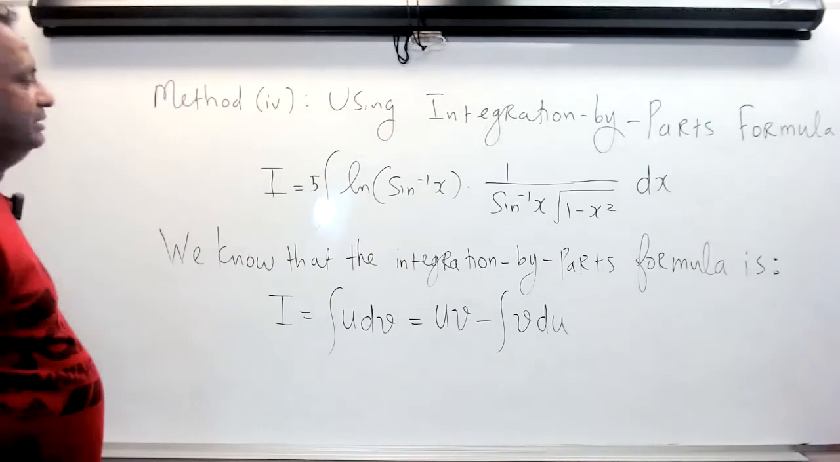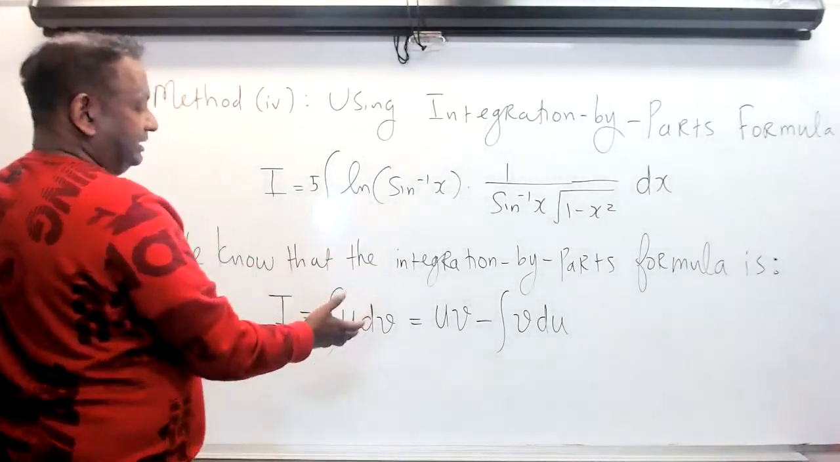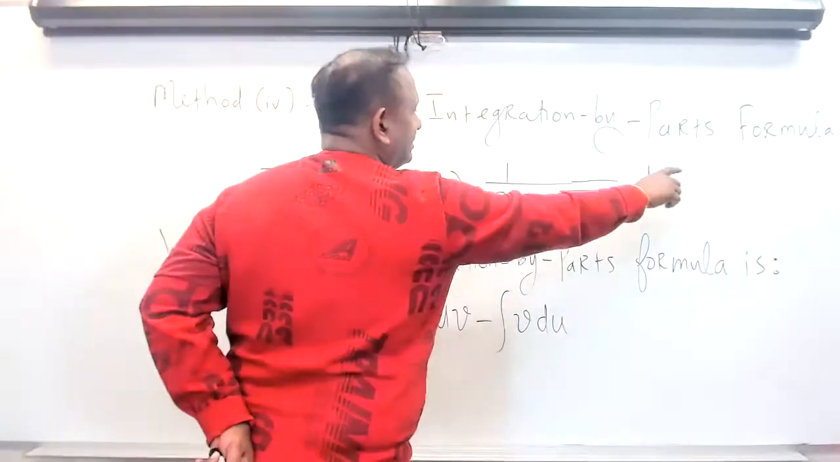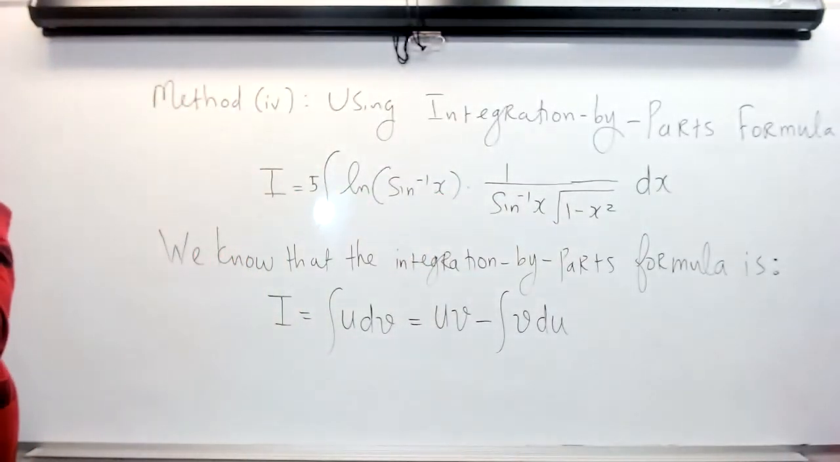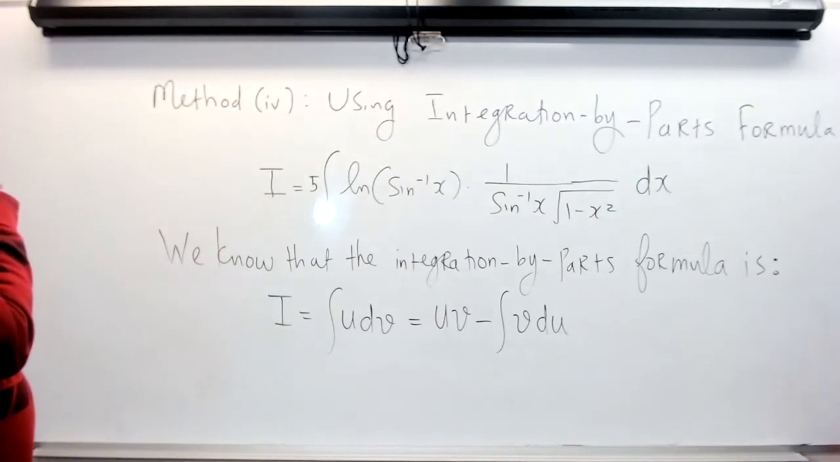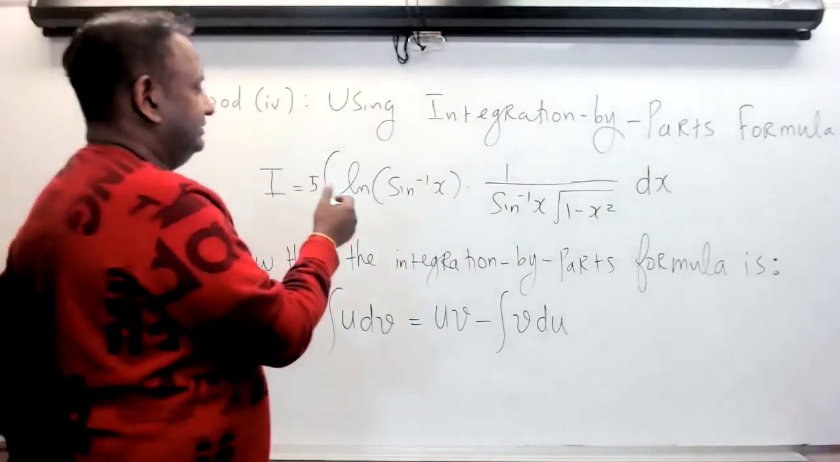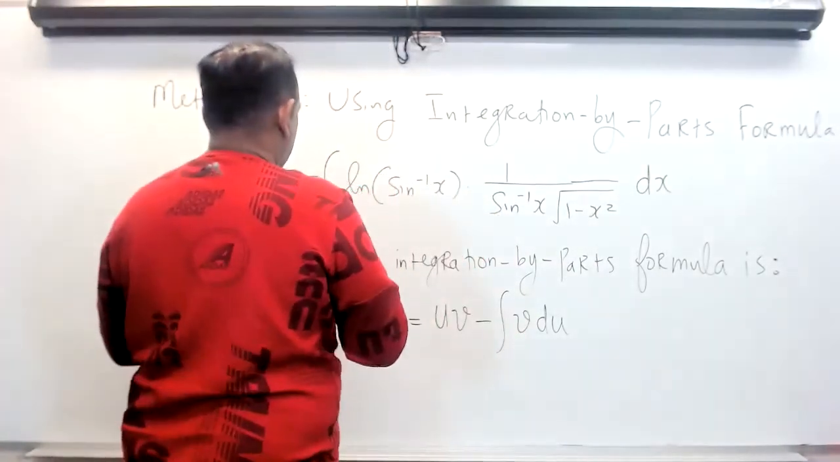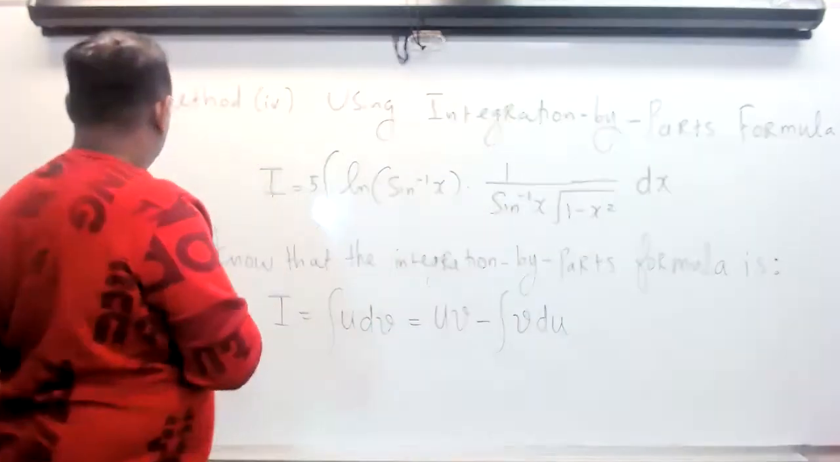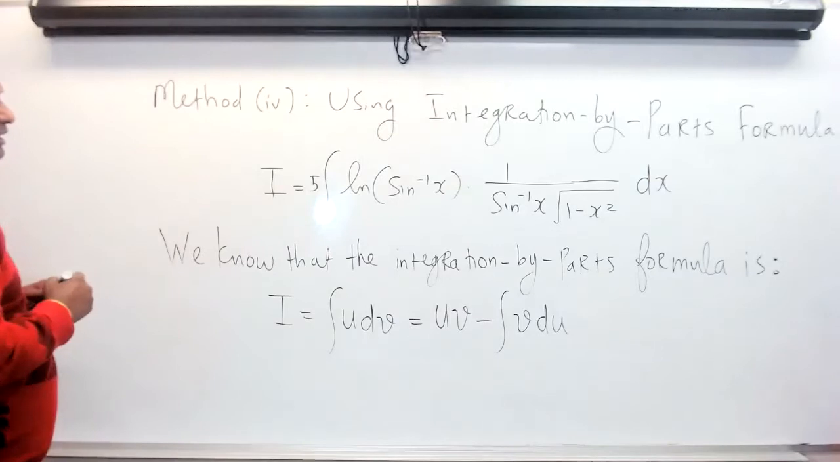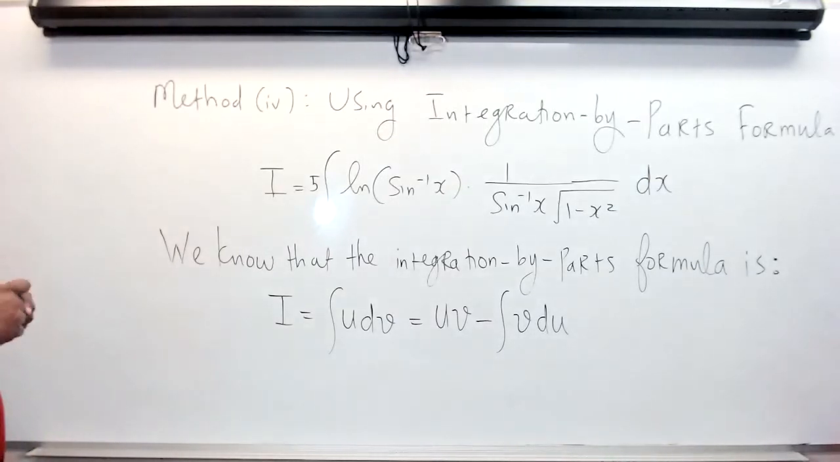If you take this guy, the dv should be this whole thing. Once you integrate that guy, what do you get? 1 over sine inverse x. This part you can take as u, and then you can write down its derivative.